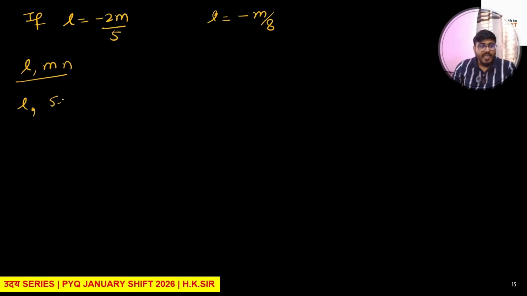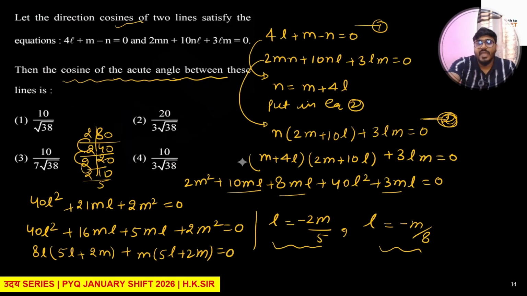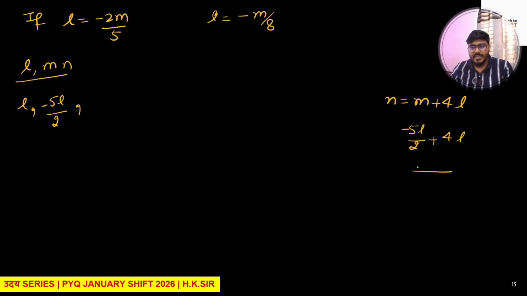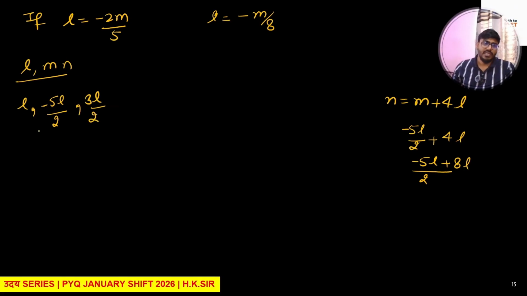What are the direction cosines l, m and n? What is the value of m? It is minus 5l by 2. What is the value of n? From here, n is m plus 4l. What is m? m is minus 5l by 2 plus 4l. Taking the LCM, it is minus 5l plus 8l, which is 3l by 2. This is the direction cosine for the first line.